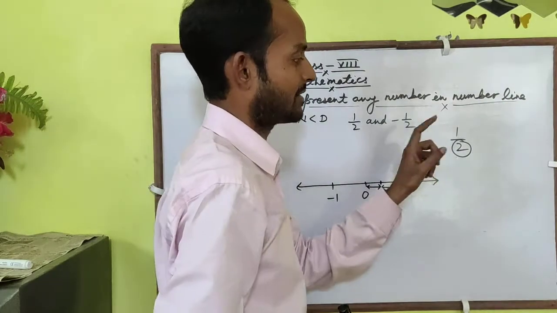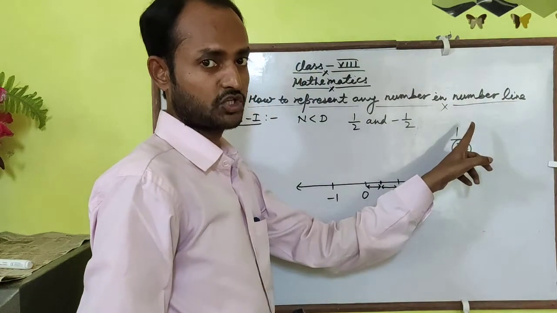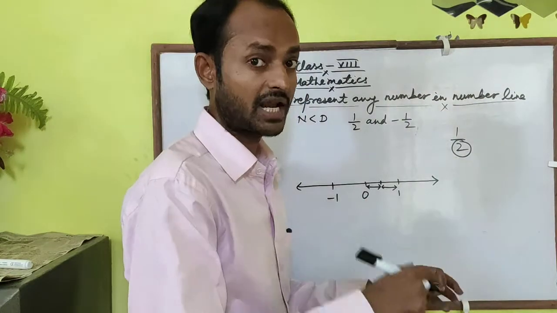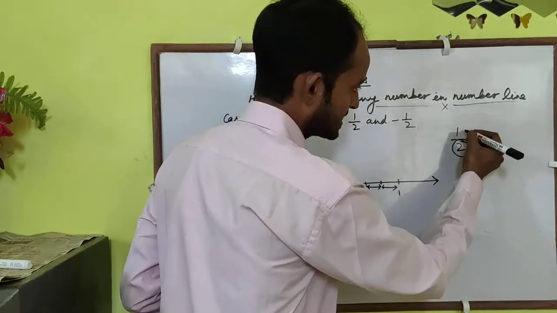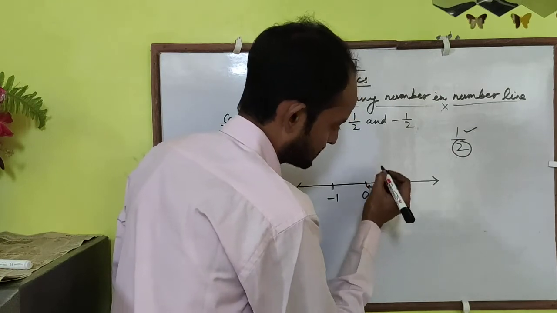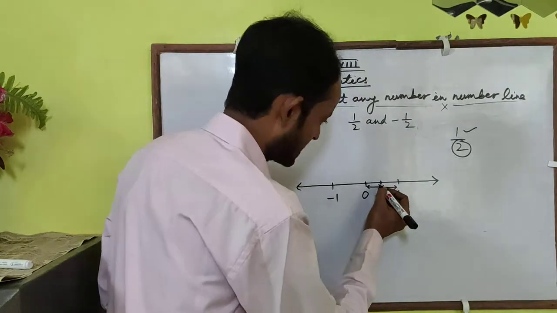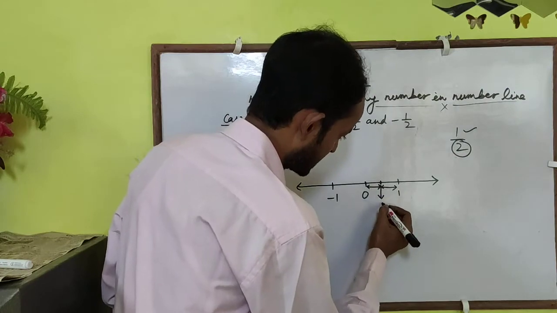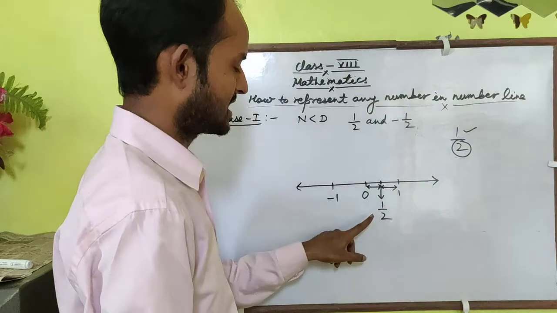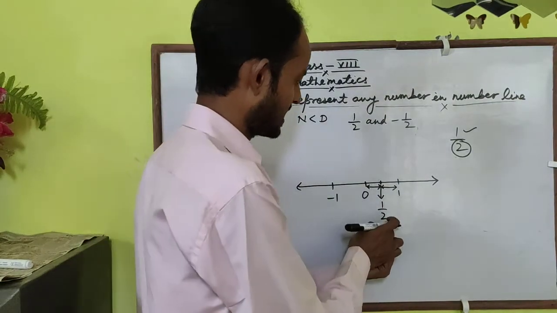And what is 1 saying? It is the numerator. The numerator says how many parts we have to take. The number of parts here is 1. It means we have to take only up to this part. This is the first part. It means we have to represent 1/2 on the number line here.